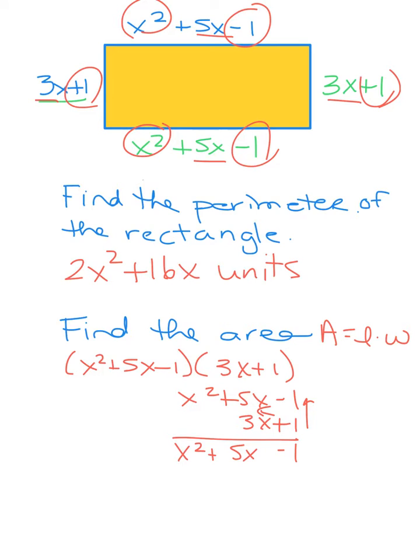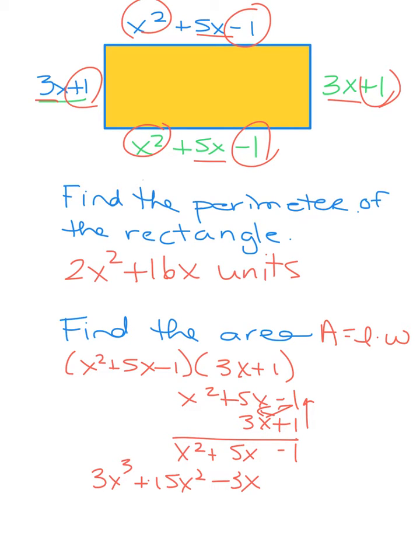Now I'll do the same thing with 3x. 3x times negative 1 gives me negative 3x. Now remember, I'm going to line that up with my like terms. So I'm going to line that up underneath the 5x. 3x times 5x gives me 15x squared, that's a positive. And then I'll take 3x times x to the second, which gives me 3x to the third.